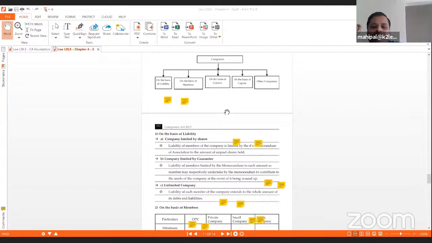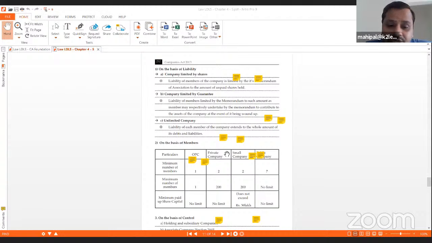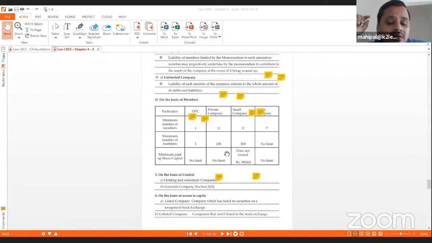If it is with share capital, the share capital can be claimed anytime during the life of the company, but the guarantee amount can be claimed only during the winding up. Unlimited company: the members' liability is unlimited, like a partnership. On the basis of members: OPC, that is, minimum 1, maximum 1; private, minimum 2, maximum 200; small companies, minimum 2, maximum 200; and public company, minimum 7 and maximum no limit.